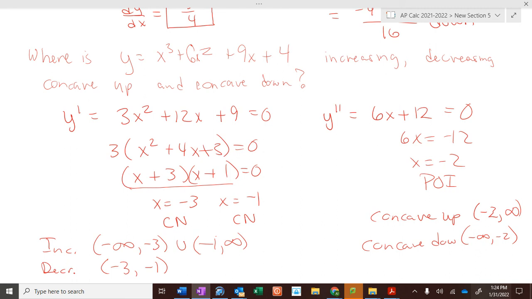So then you just know everything to the left is concave down? Yeah, because I put in a number like -3 to the left of -2, and that's negative, so that has to be concave down. Okay.